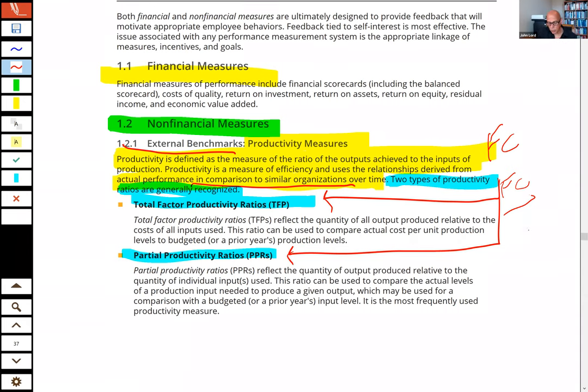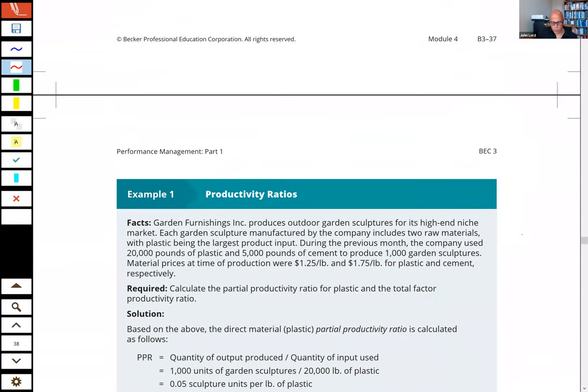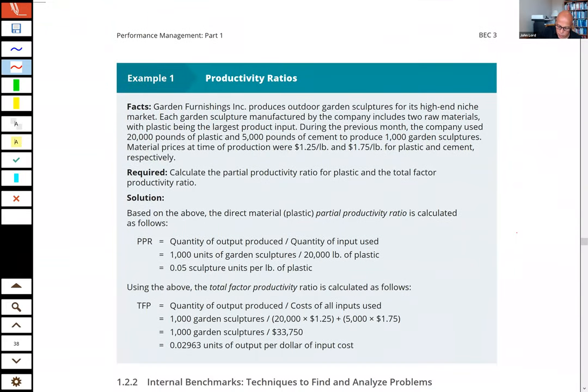Okay, so let's just look at this sort of silly little example over here. We're going to first do the partial, as I mentioned, and then we'll do the total, which we've abbreviated partial PPR here, and the total TPR. We've got this Garden Furnishing Inc. that produces outdoor garden sculptures for its high-end niche market. Each sculpture is manufactured by the company and includes two raw materials, with plastic being the largest input. Thus, when we do the partial, we'll focus on the largest one. We'll focus on the plastic only.